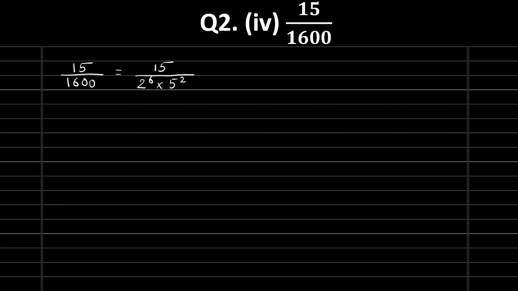How can we make that? Only if we multiply it with 5 raised to 4. So 2 raised to 6 into 5 raised to 2, we have to multiply it with 5 raised to 4. Now that cannot be done only in the denominator. We have to do the same in the numerator as well. So this will give us 15 into 5 raised to 4, which is 625.